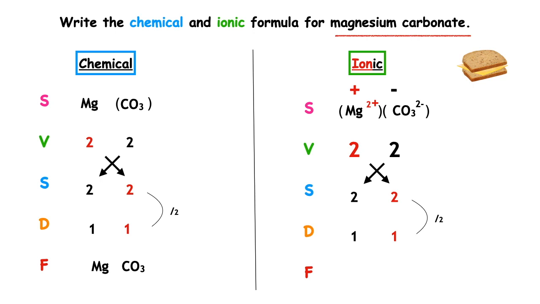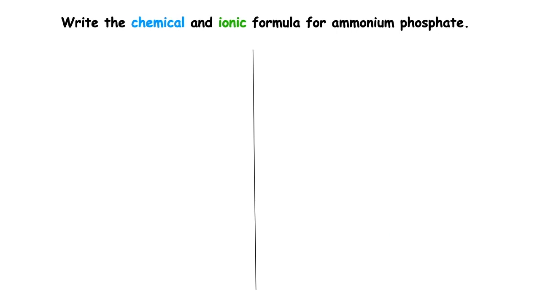Highest number they both can be divided by is 2, which means the ionic formula is bracket Mg2 plus, close bracket, bracket CO3 2 minus, close bracket. Again, because we've only got 1 of each type of ion, we can get rid of the brackets. Our double check is to make sure that we have the same number of positive and negative charges, which we do.